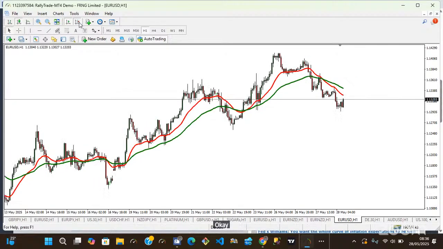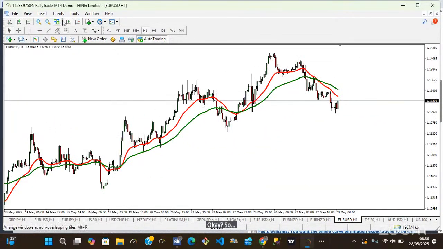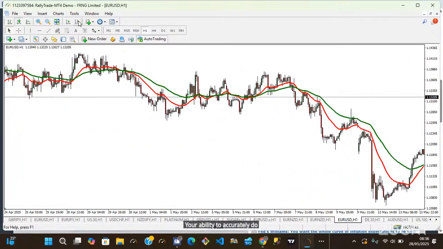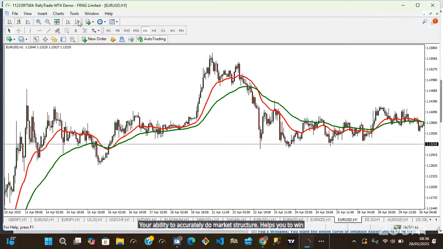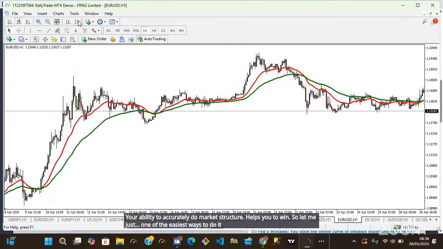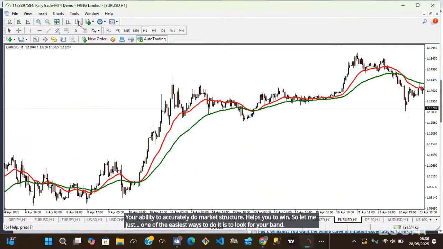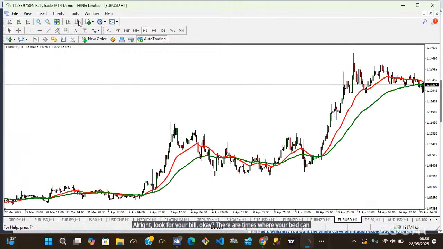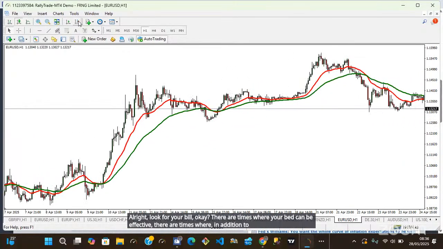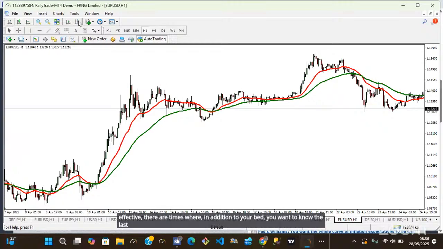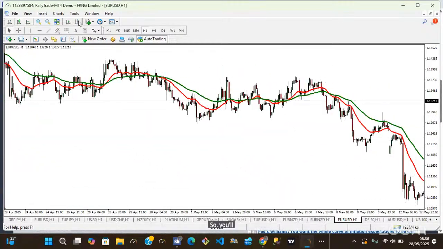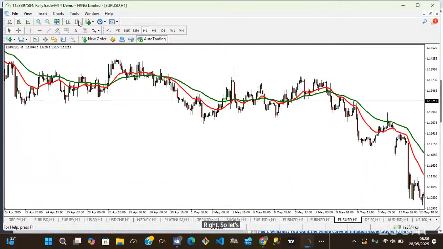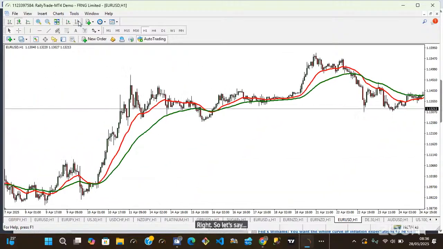Okay, so where's our low? Excuse me. Your ability to accurately do market structure helps you to win. One of the easiest ways to do it is to look for your bend, okay? There are times where your bend can be effective. There are times where, in addition to your bend, you want to know the last range. So you'll be correct to know when market has broken structure, right? So I really like to know my last range.